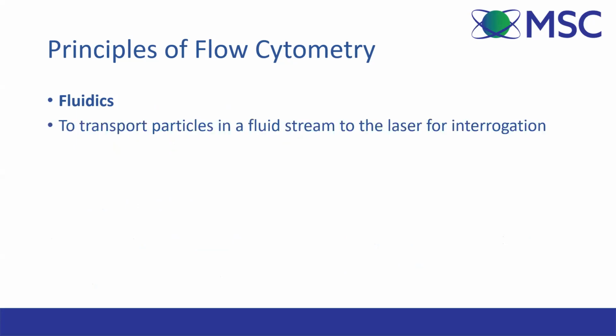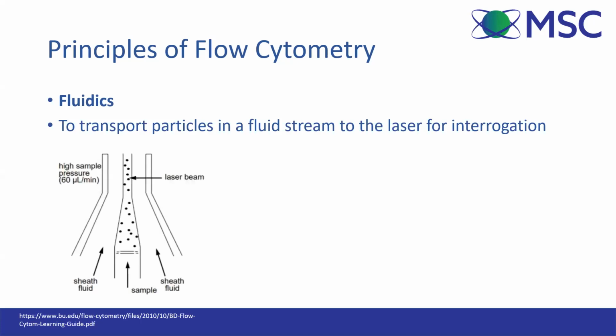So the first internal part of the cytometer we'll look at is the fluidics. The purpose of the fluidics is to transfer the particles in a fluid stream to the laser for interrogation. To get the best result, the stream should be centered in the center of the laser beam, and only one cell or particle should move through the beam at any given moment. So how does the cytometer achieve this?